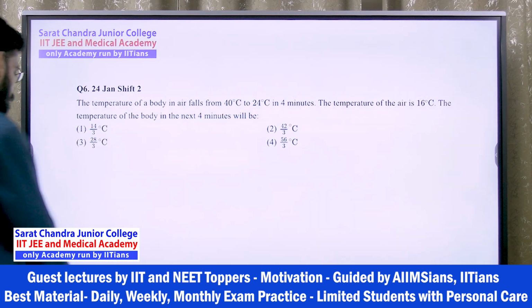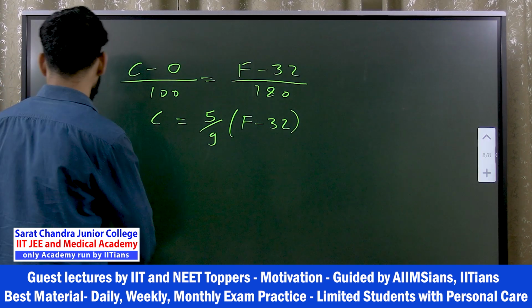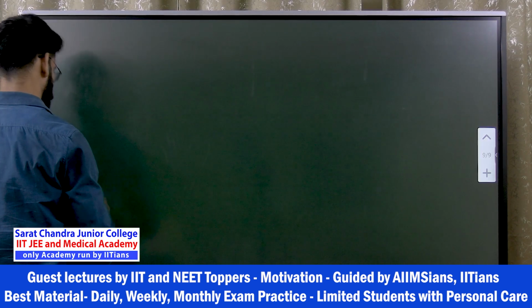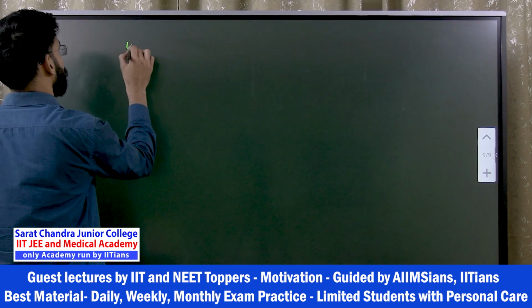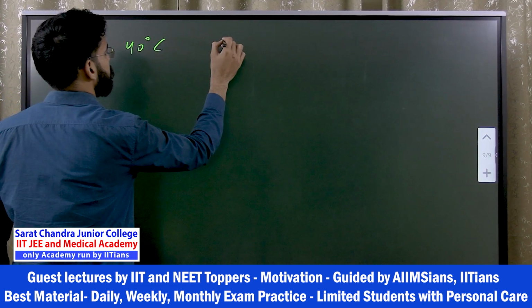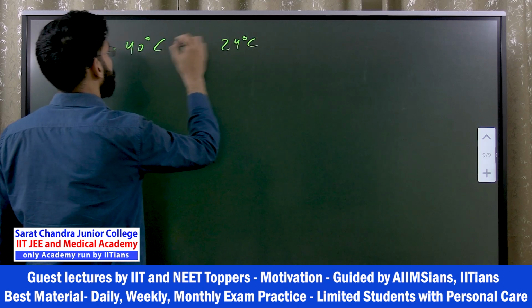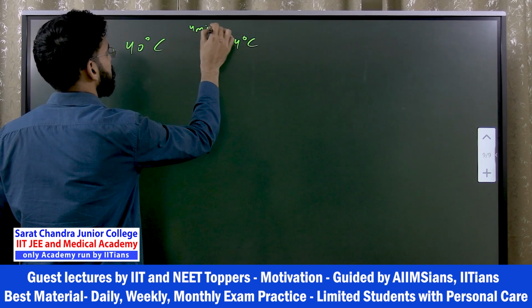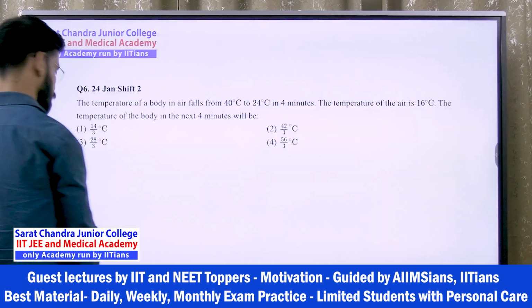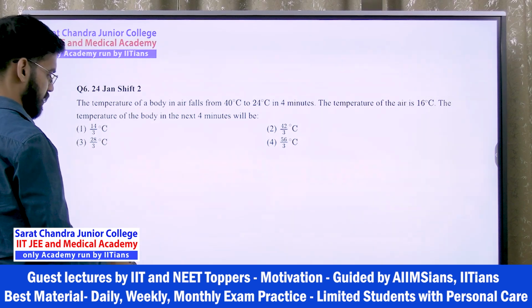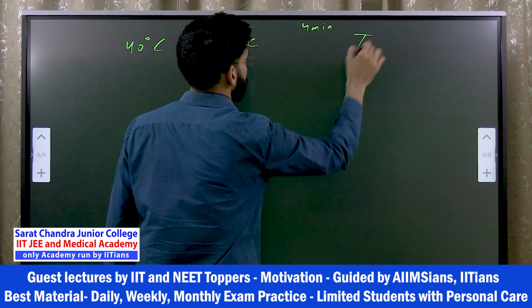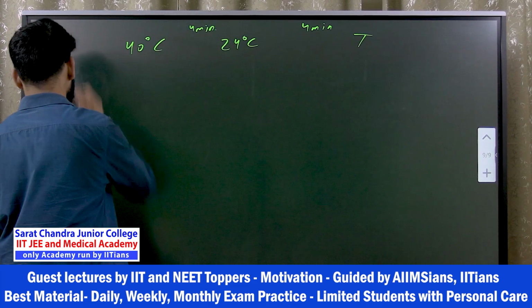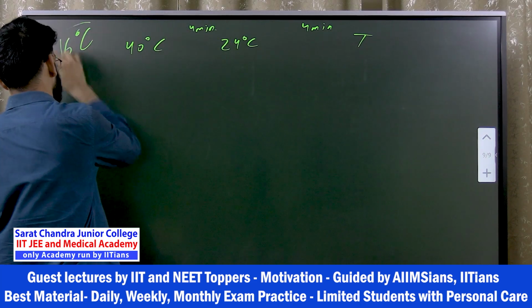So basically he is saying that initially the body temperature goes from 40 to 24, so from 40 degrees centigrade to 24 degrees centigrade in 4 minutes. Fine. And then in the next 4 minutes, where will it be? So from the next 4 minutes, what is the temperature? T. And the atmospheric temperature is given: the outside temperature is 16 degrees centigrade.